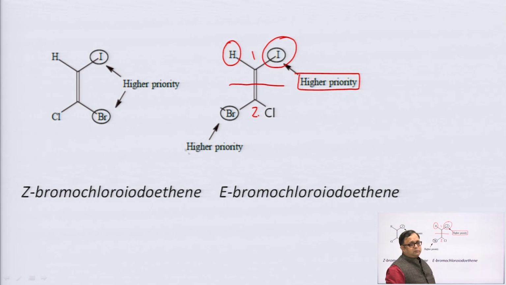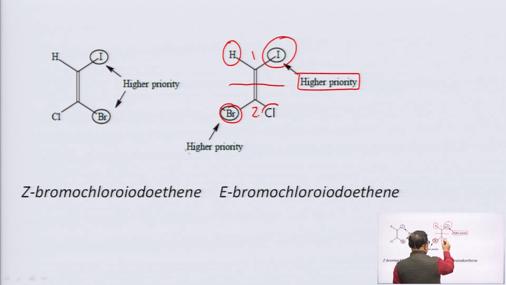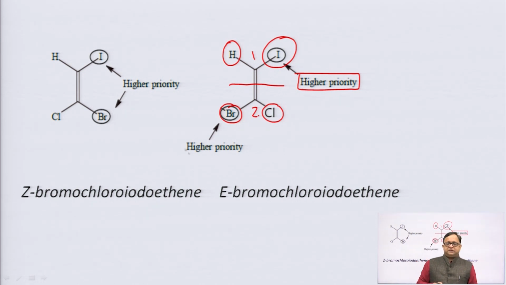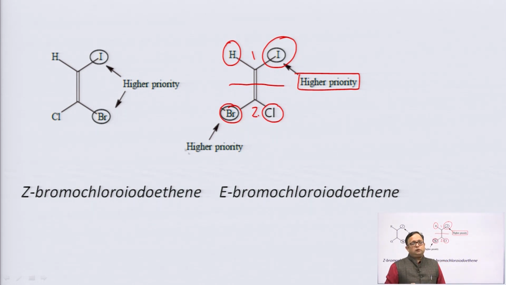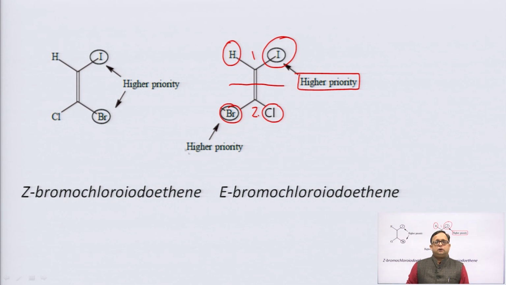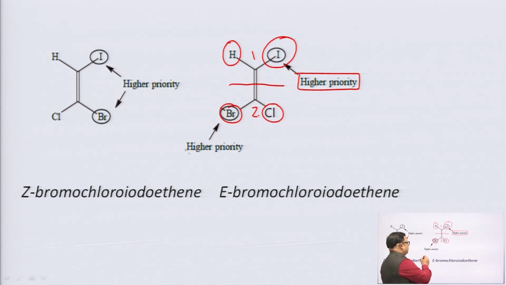Now, come to carbon number 2. Carbon number 2 is bearing 2 substituents, bromine and chlorine. So, students, which has the higher atomic number? Obviously, bromine. So, having higher atomic number, bromine is given the higher priority.